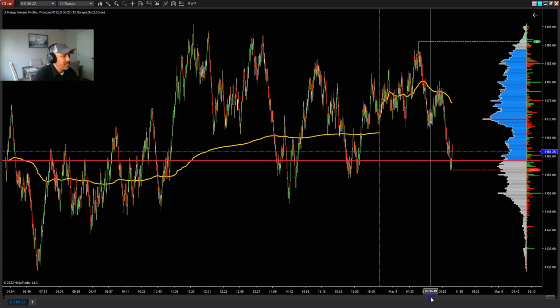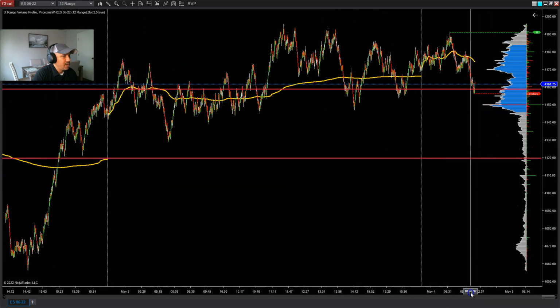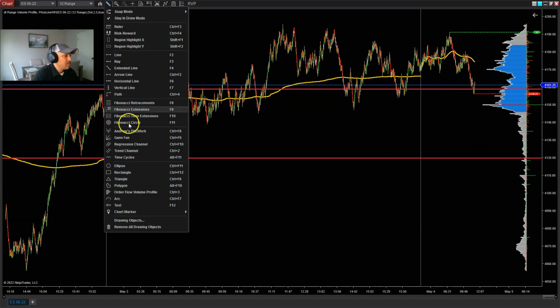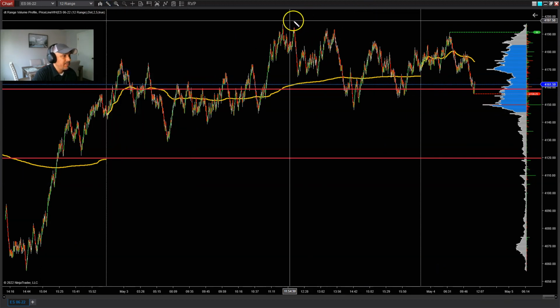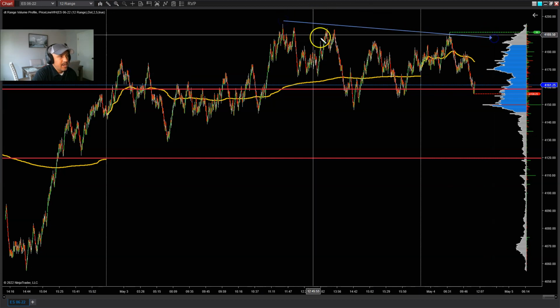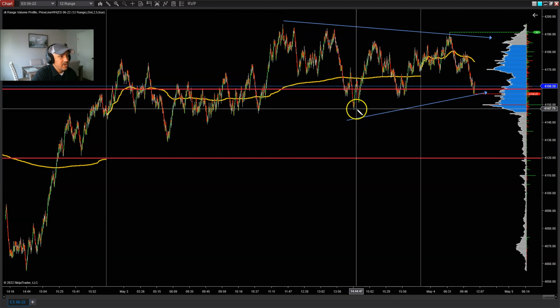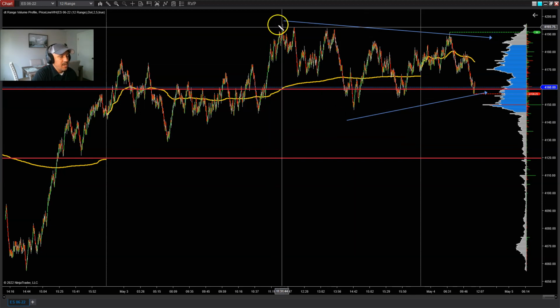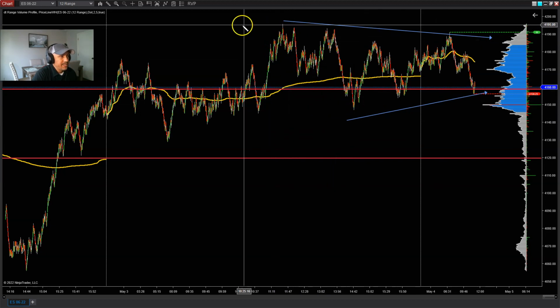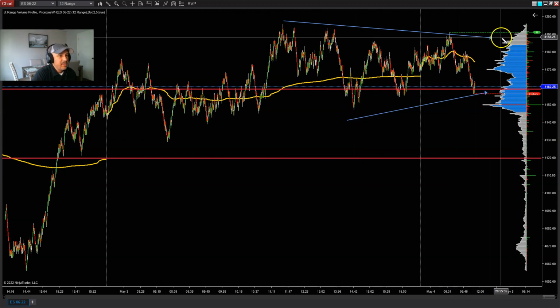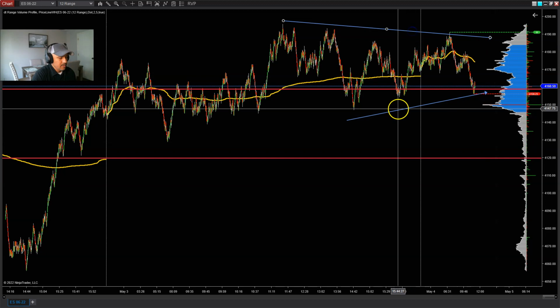But as you can see, we're just moving sideways, moving sideways in a wedge. Those that don't know what a wedge is, I'll paint the picture for you. We made a high up here, and then price made a low right here. Price pushes up, high, low, doesn't break the high here, doesn't break the low here. So we're in a wedge, putting volume in this area right here, okay?